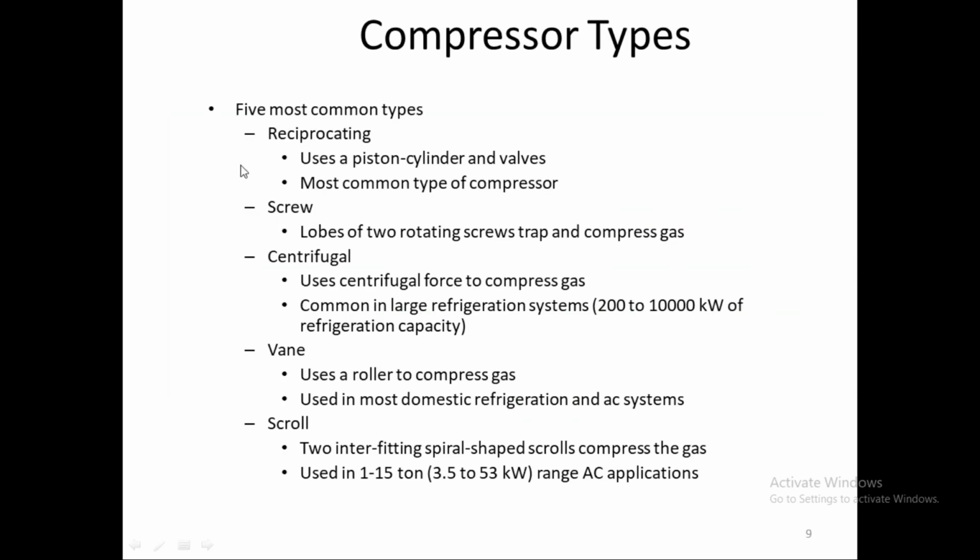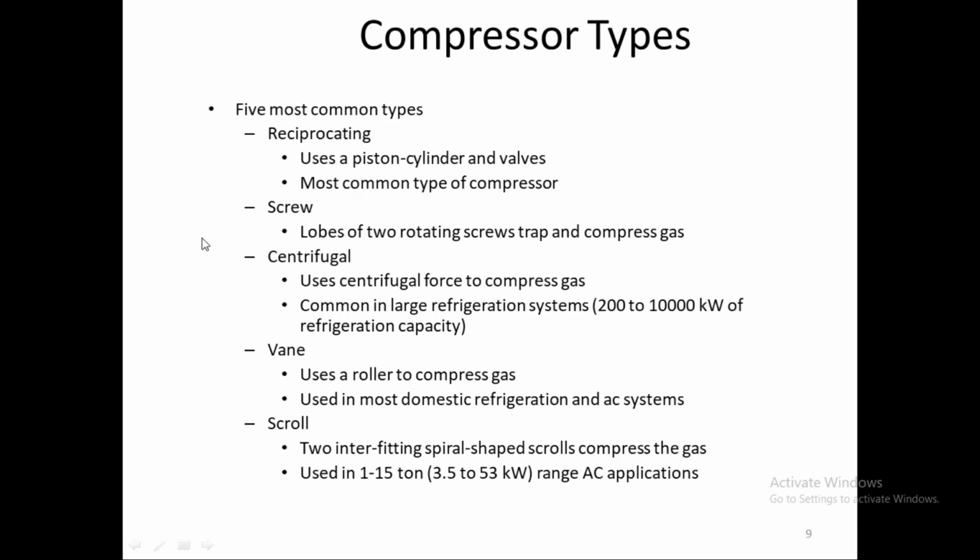Now the compressor types, the five most common types. Reciprocating uses a piston, cylinder and valves, so intake valve and exhaust valve. This is the most common type of compressor, the reciprocating type. That's mostly used in our refrigerator or in air conditioner.